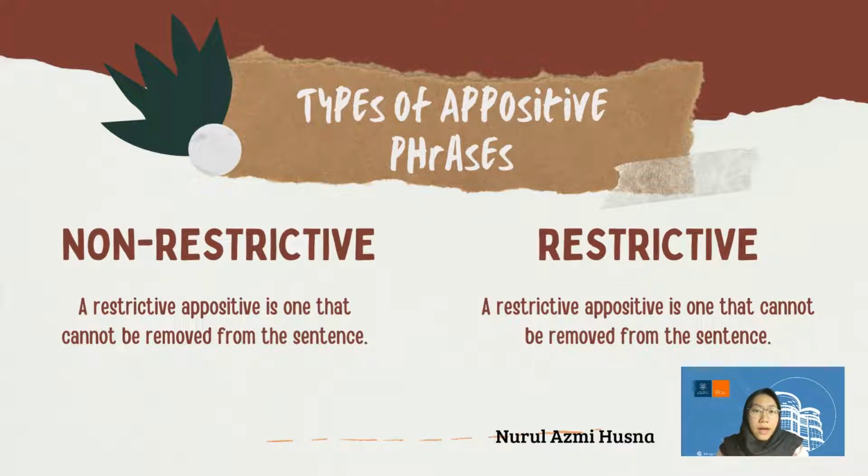On the other hand, a restrictive appositive cannot be removed from the sentence. An appositive noun or phrase is restrictive if it narrows down the word it modifies. It tells which one of the nouns you are writing about. A restrictive appositive noun or phrase is necessary to the meaning of the sentence. If you remove a restrictive appositive phrase, the sentence will sound like it is missing something. It is not separated from the rest of the sentence by commas. Let's see this example in the next slide.